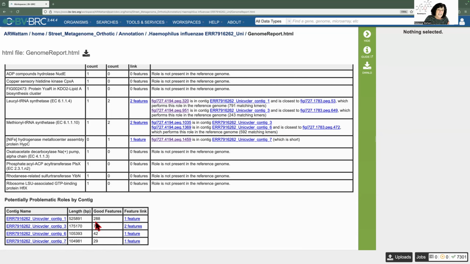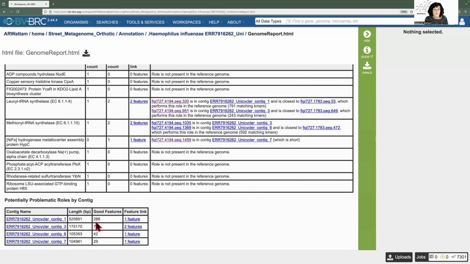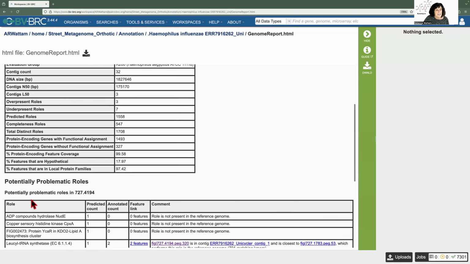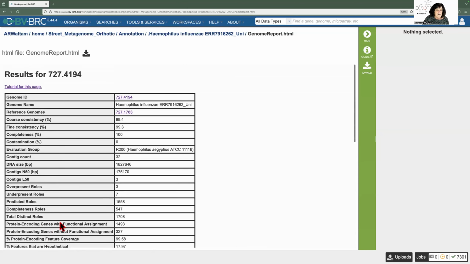So this is what is in that genome report. It's a really important document giving you indications of problems and also giving you statistics on how good you should consider your genome to be.